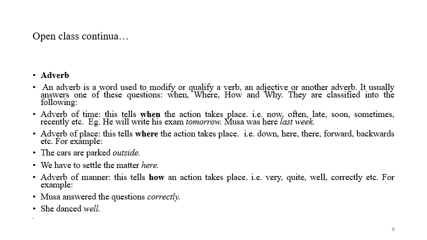Adverb of place tells where the action takes place. The cars are parked outside. He sits down there. Then adverb of manner shows how an action took place. He drives slowly. He eats quickly. All these are adverbs of manner. Musa answered the questions correctly. Correctly here is an adverb. She danced well. Well is an adverb because it tells us how the action took place. The action of dancing being performed by her is shown through well.